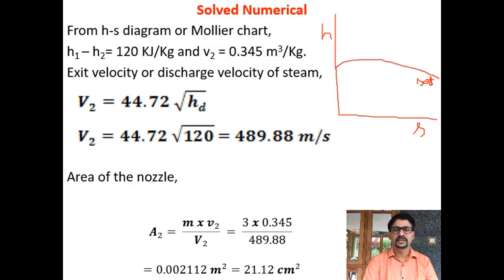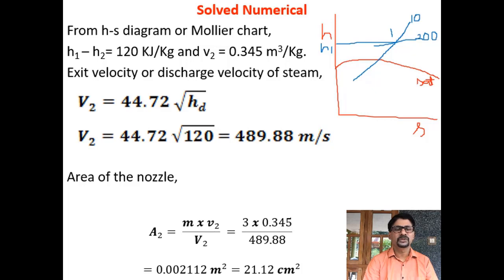So the initial condition is 10 bar and 200 degree Celsius. Let me use a different color. You have to locate the 10 bar line. Now this is the pressure 10 bar line. First locate this line, and there are also superheated temperature lines, parallel lines like this. In that you have to identify the 200 degree Celsius line. Where the 10 bar and 200 degree Celsius lines meet, the intersection point is 1. So the corresponding enthalpy is H1. So this is the point 1. It is very easy to locate if you are using the Mollier chart.